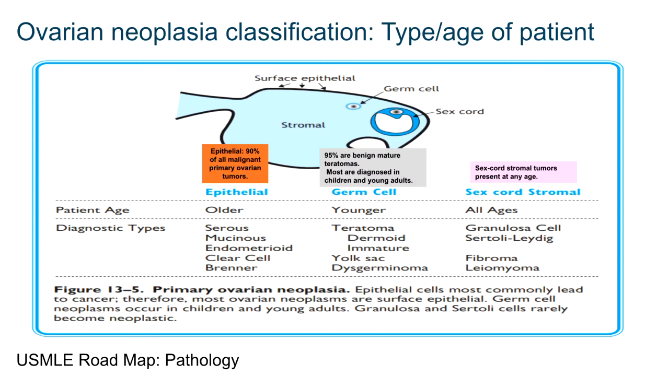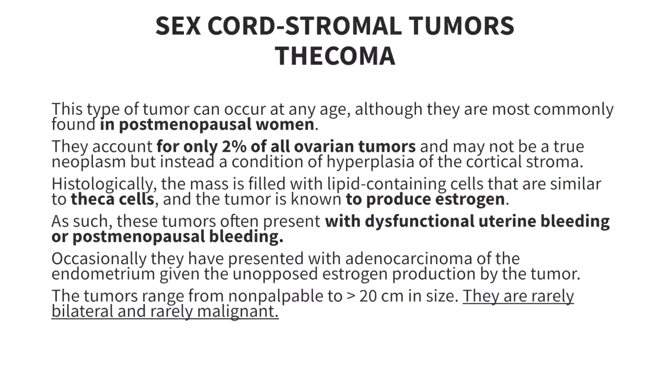Mature teratomas, most of them are diagnosed in children and in young adults. And the sex cord stromal tumors are present at any age. This type of tumor can occur at any age, although they are more common in postmenopausal women. But they're very rare. They only account for 2% of all the ovarian tumors.